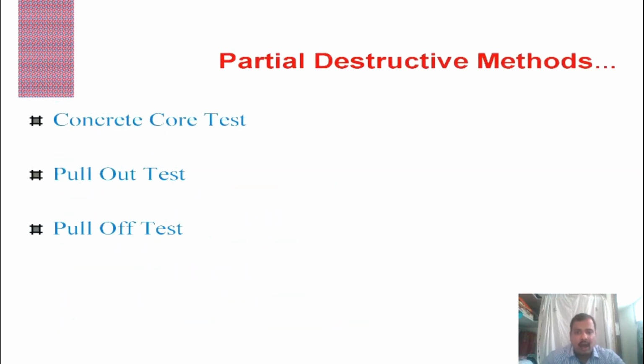Now these are three basically partial destructive methods. The first is the concrete core test, in which we generally take a core from our specimen or from any part of the structure, and after that we test that specimen on the compression testing machine, and that test gives us the actual compressive strength.